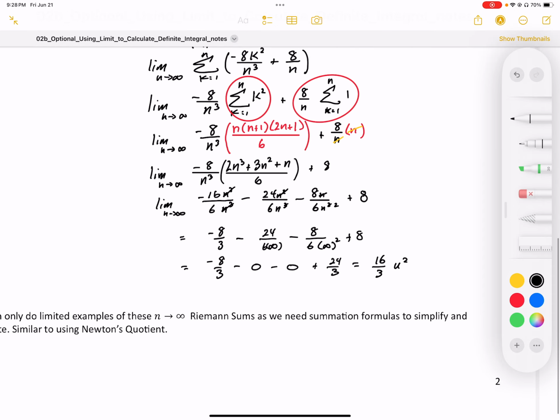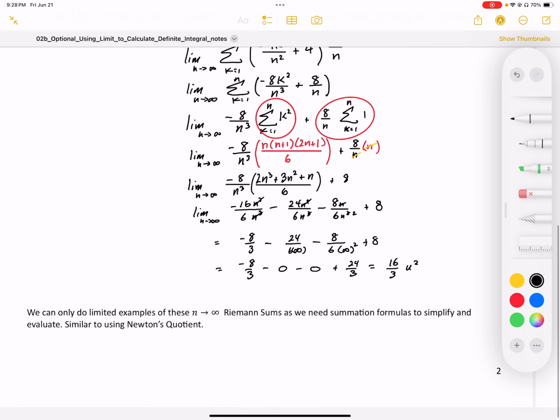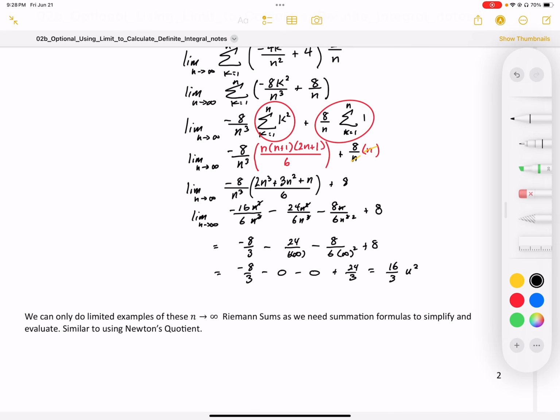And the reason is because this is quite difficult, because we do need to have summation formulas to be able to do this. So we only have a few here that we've established, and for more complex expressions, we would need much more complicated summation formulas.